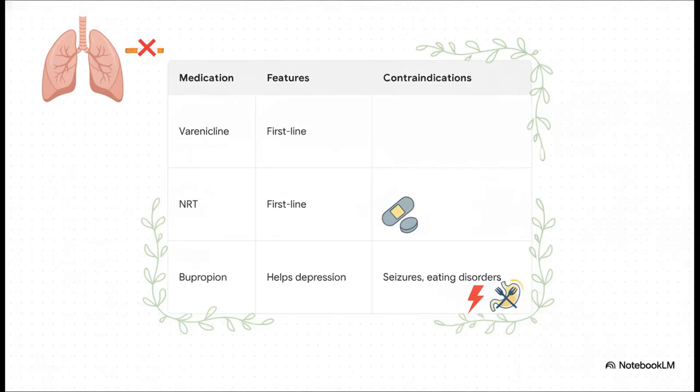Section 6. Smoking cessation pharmacotherapy. Let's wrap up with the algorithmic management of smoking cessation. Your first-line pharmacotherapy options are varenicline and nicotine replacement therapy. Now, bupropion is another solid option, and it's particularly useful if the patient has underlying depression or major concerns about gaining weight after quitting. However, bupropion lowers the seizure threshold, so it is strictly contraindicated in any patient with a history of seizures or an eating disorder like anorexia or bulimia.